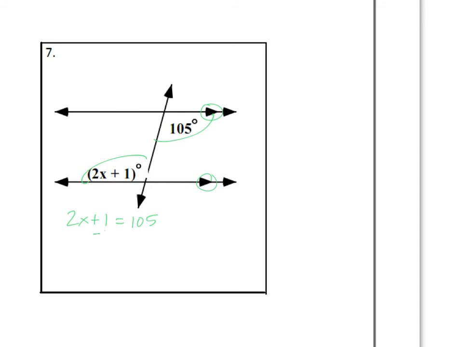So we're going to subtract 1 and divide by 2. And x equals 52. And the reason we know that they're equal to each other is because they are alternate interior angles.